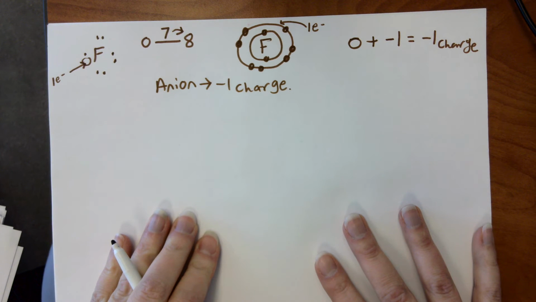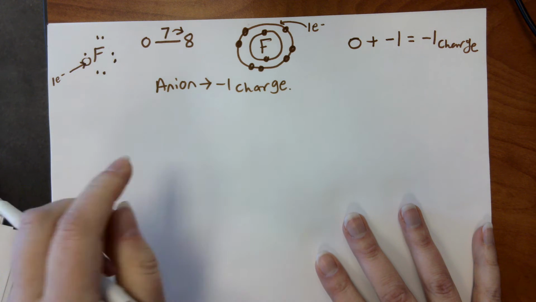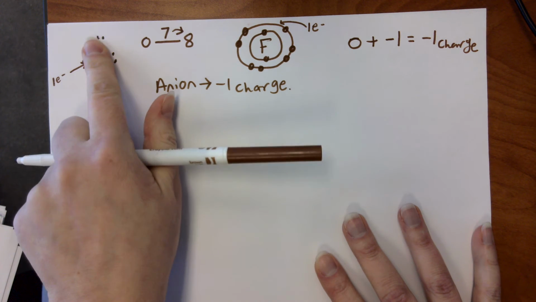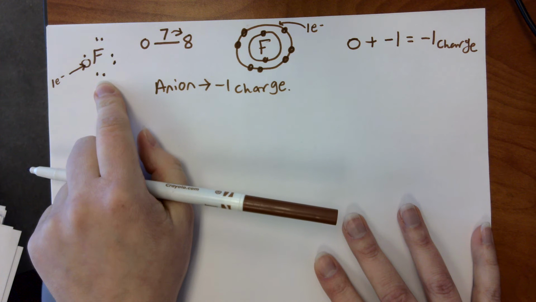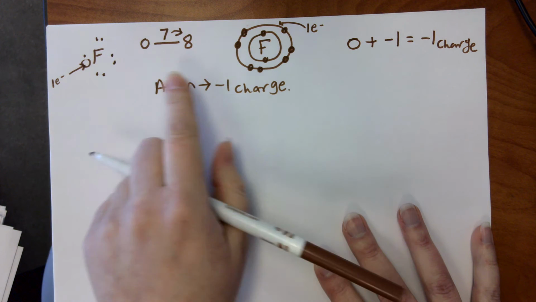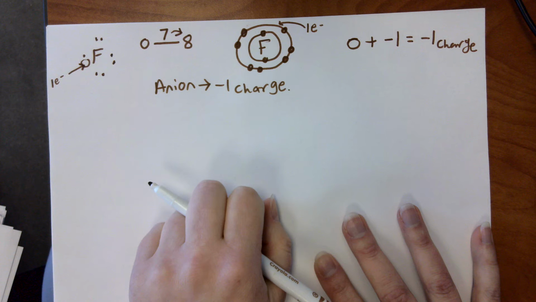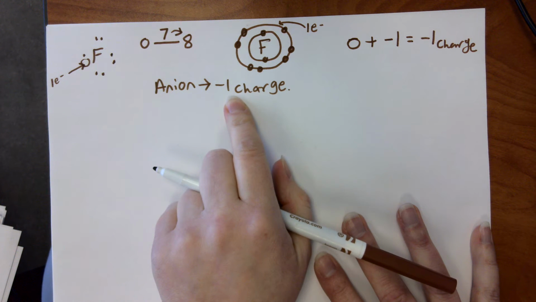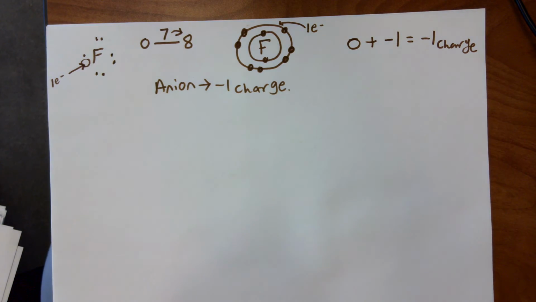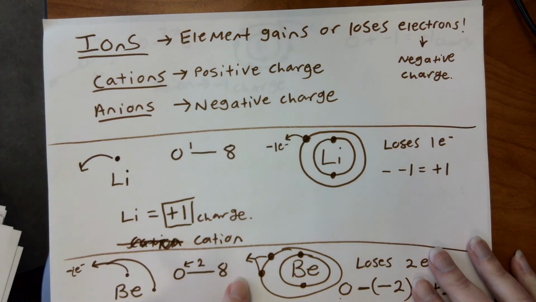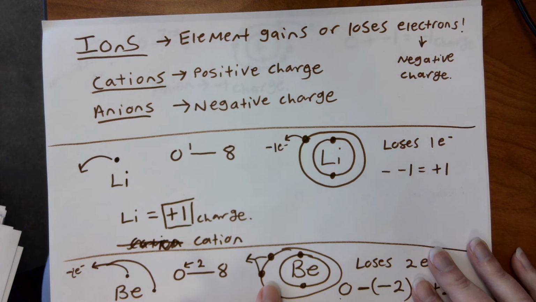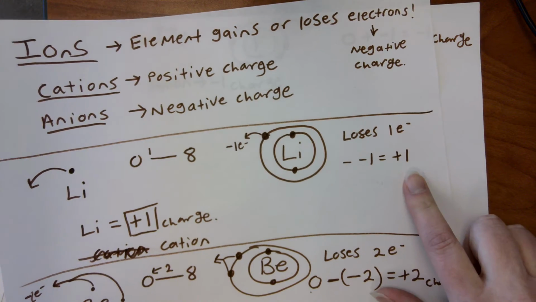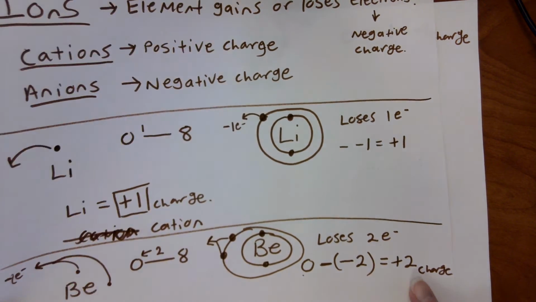Okay, you'll notice a lot, again, this has to do with valence electrons and filling up this outer shell or getting rid of these so that the bottom shell is full. Anions want to gain electrons and become negative, whereas cations want to lose electrons in order to become stable. So they will usually be a positive charge.